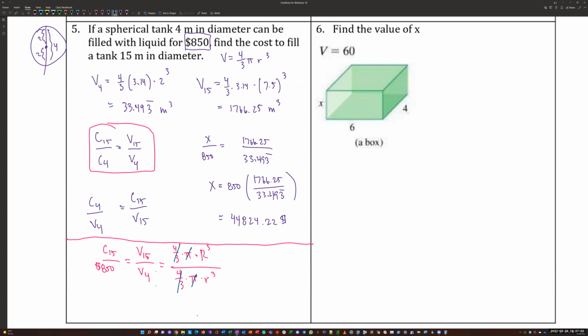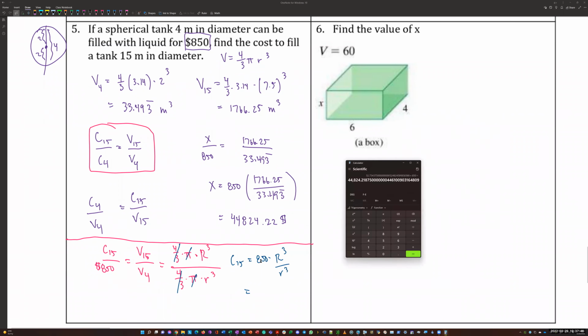So that would mean that C15 has to equal 850 times whatever the big radius cubed is over the little radius cubed. That's a lot easier. That's a lot less stuff to do. So here, all I would have to do is the big radius was 7.5. The little radius is 2. And then we cube this.